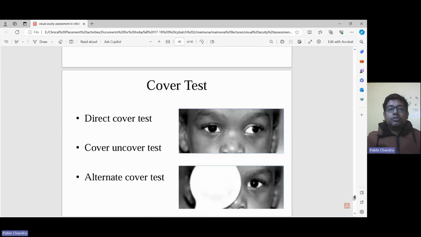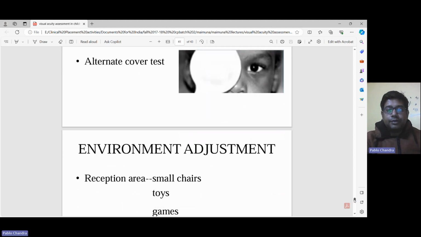Cover test: we need to do the cover-uncover test, the direct cover test, and the alternate cover test. All these tests are done to check whether there is a squint or not, whether there is any hidden squint or not, or whether there is any alternate squint or not. So all this is a very simple test. Covering one eye, we need to check the movement of the other eye, or alternately covering the two eyes, we need to find out whether there is any alternating problem or not. But this is a very important test to find out where the problem of the squint is.